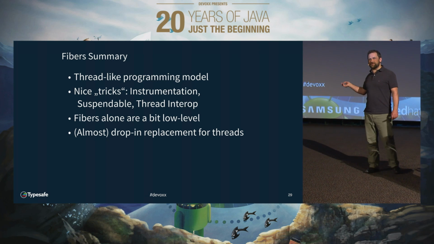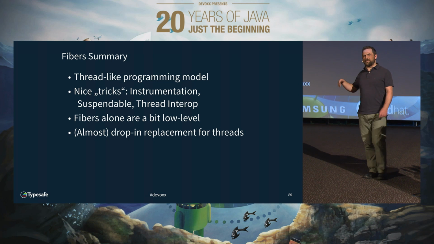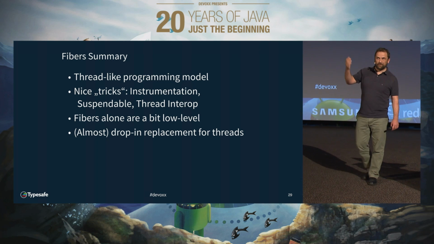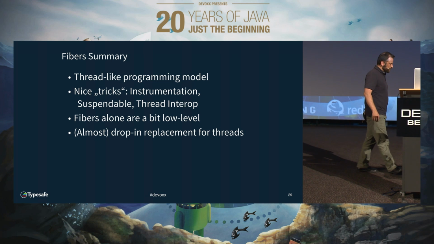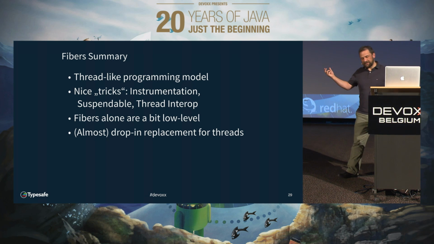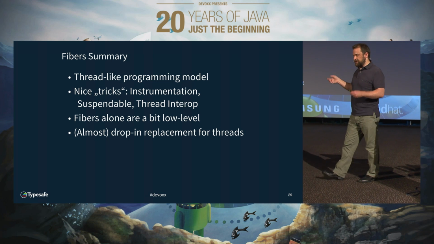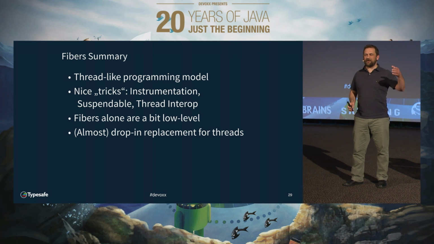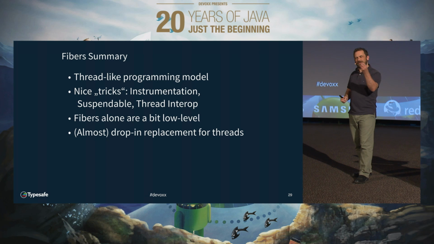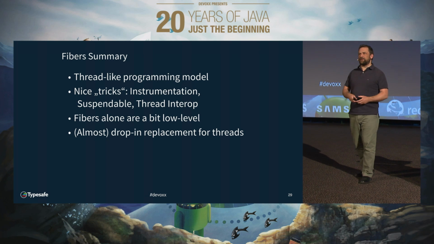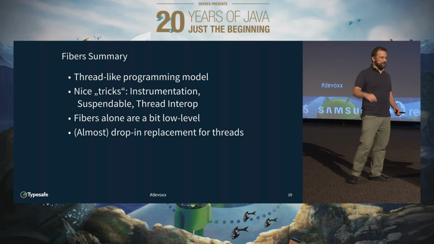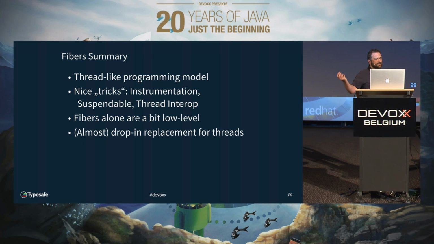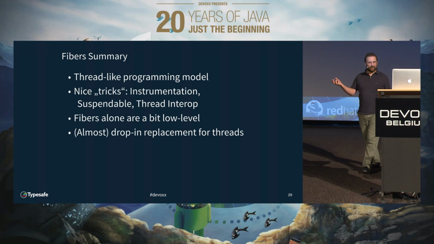If you use fibers or any of the other things we're going to look at, you can easily create 100,000 fibers or more, probably. I haven't gone higher, but they're really lightweight. So the efficiency problem is actually solved with it. You can have 10,000 connections, if you will, and each connection can have its own fiber, or 10,000 events, or whatever you have, and you can use this programming model. It is thread-like. It has some nice tricks.